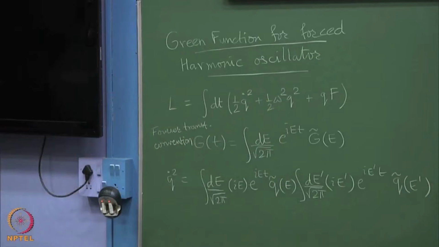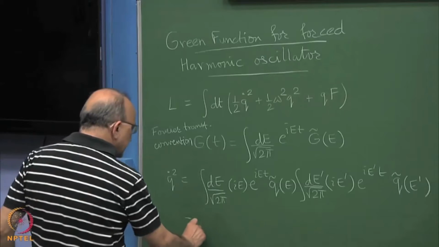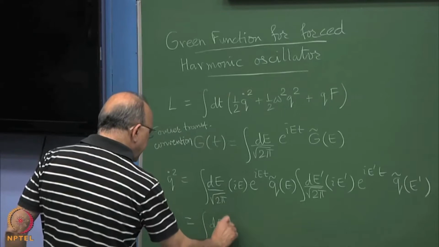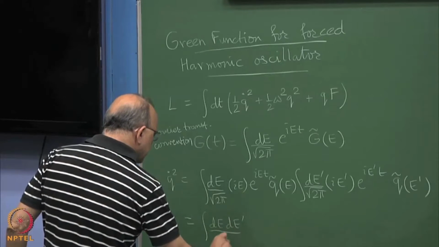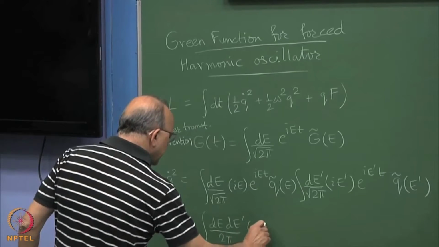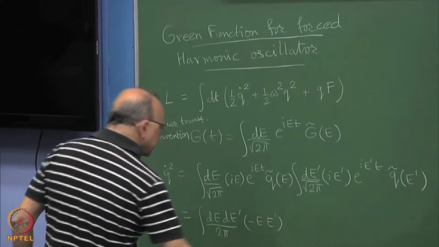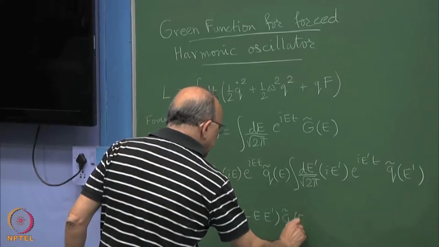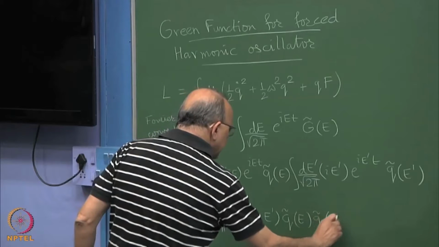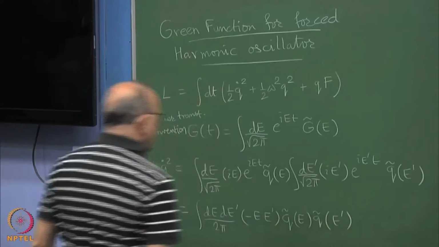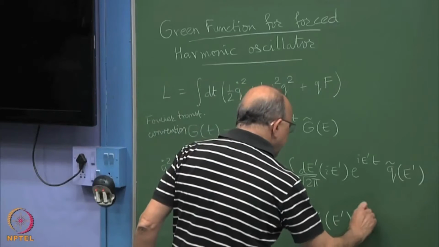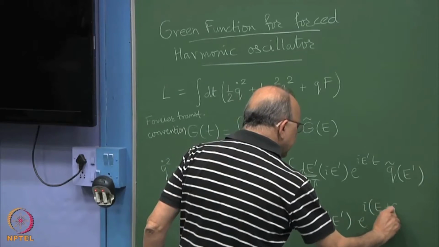We are just squaring q dot, but from this we get integral dE prime, then minus E times E prime and then the q tilde E, q tilde E prime, and then e raised to i (E plus E prime) t.